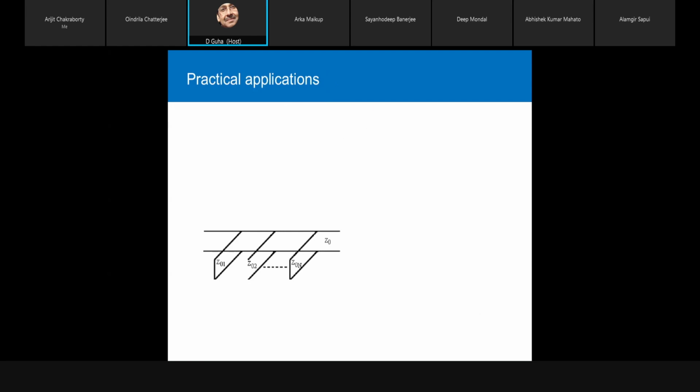And here you can see one practical example. It is one line. Suppose at that point you need to add some capacitance or inductance. So depending on that, if you make it lambda by 4 short circuited line, or it is lambda by 4 open circuited line, what is the equivalent circuit of this one? It is important for you.